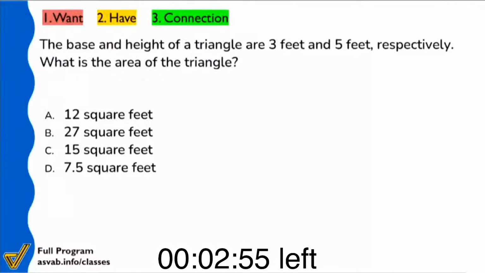Sometimes it comes down to how creative you can be. Sometimes it comes down to remembering a formula that you didn't think was going to be that important.